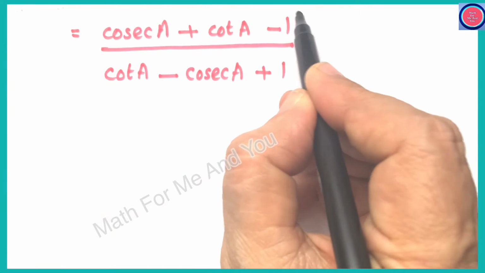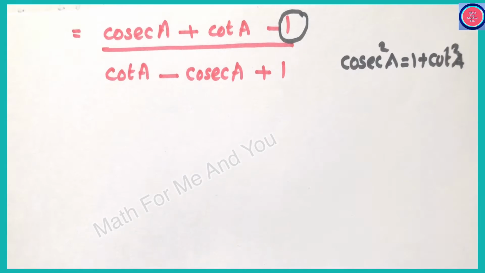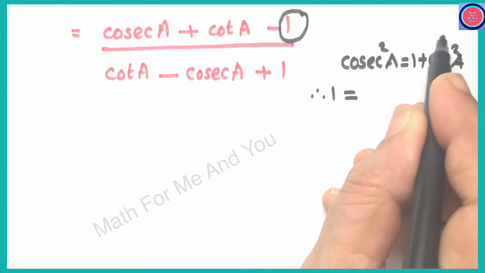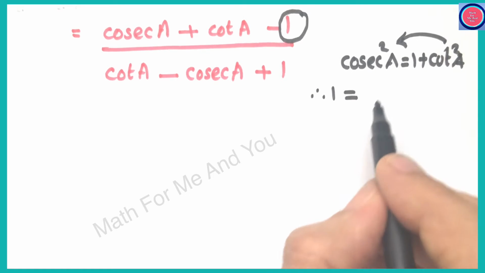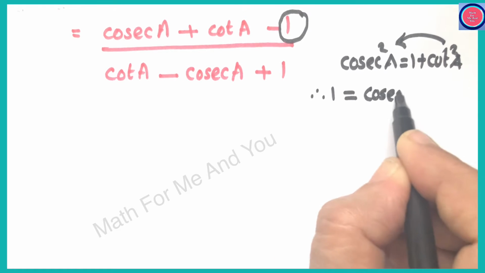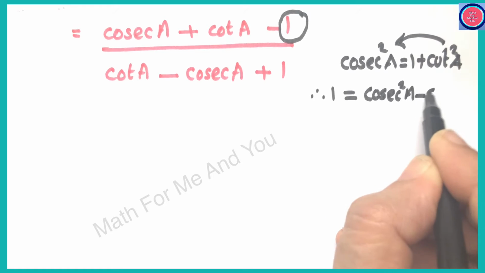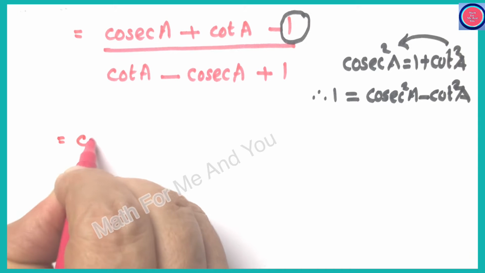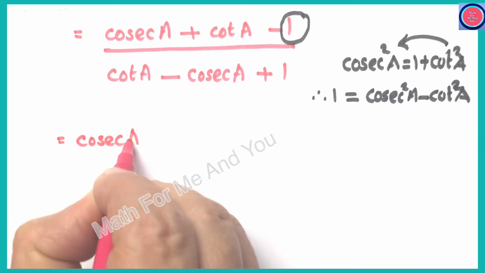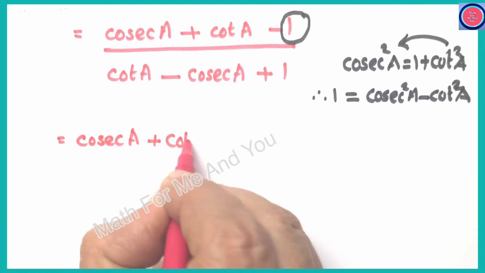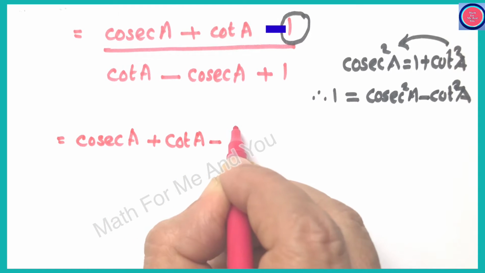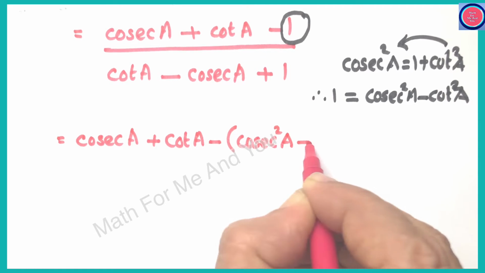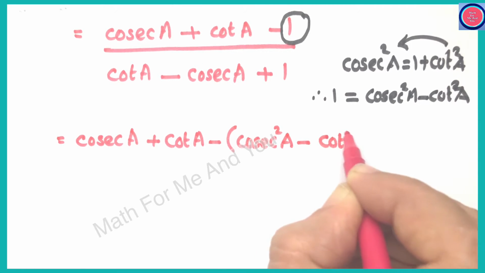We can see 1 in the numerator side. This one we are going to change by using the identity cosec square A equals 1 plus cot square A. Therefore 1 equals, move cot square to the left side, it becomes minus cot square. So what we are getting is cosec square A minus cot square A. So the numerator becomes cosec A plus cot A, there is minus. That's why we have to use a bracket to write the value of 1. Minus, then inside the bracket cosec square A minus cot square A we write instead of 1.